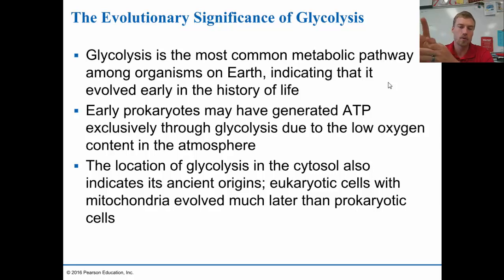Glycolysis is a really important pathway to know about, which is why we focused in on it today. It's the most common metabolic pathway among organisms on Earth. It's essentially done by all cells. Early prokaryotes probably generated ATP exclusively through glycolysis due to the low oxygen content in the atmosphere. And the location of glycolysis in the cytosol, again, the cytoplasm, indicates its ancient origins because prokaryotic cells have a cytoplasm, but they don't have mitochondria.